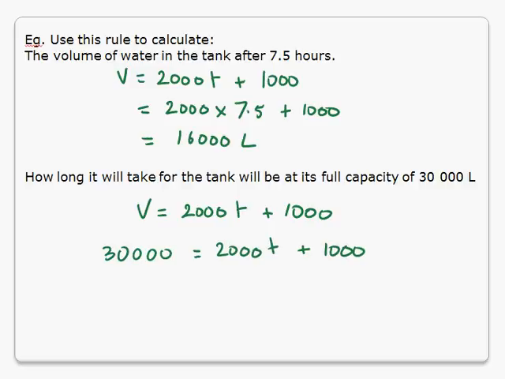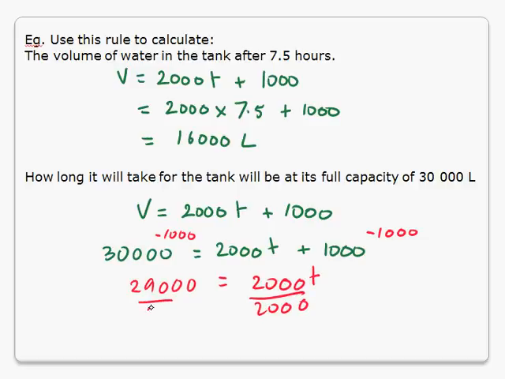So, a little bit of algebra. Let's take away 1000 from both sides. That ends up with 29,000 equals 2000 t. We know that if we divide both sides by the same number, we can find our solution. So the answer is that the time it will take will be 14.5 hours.